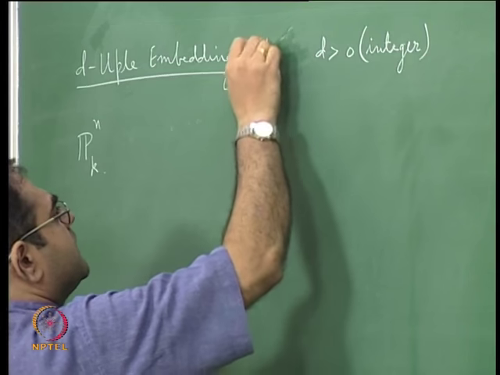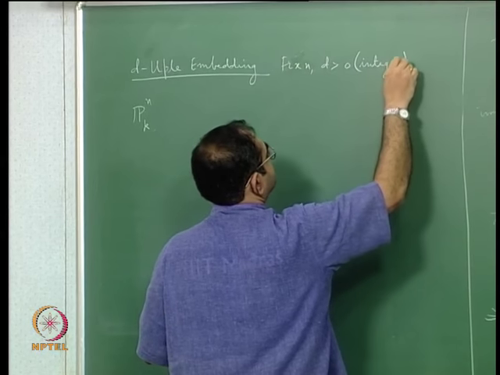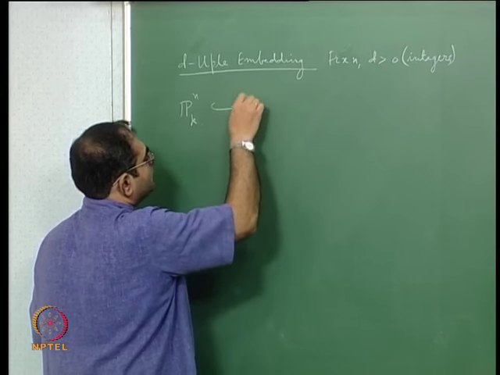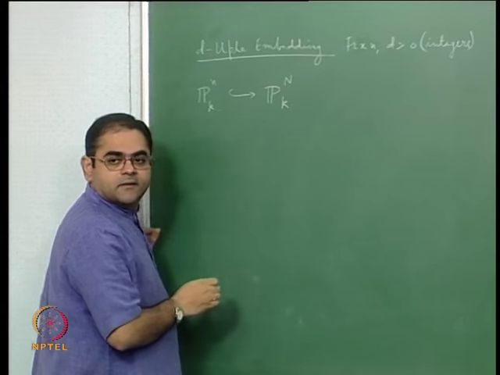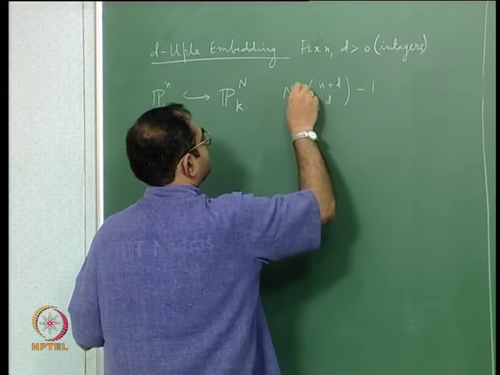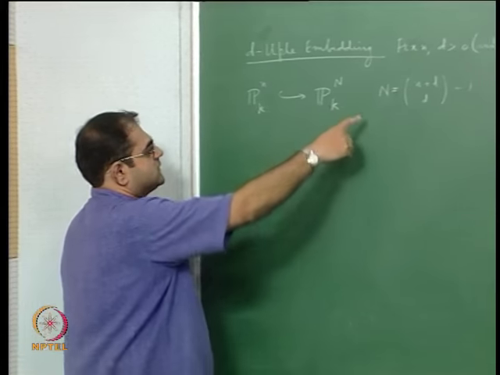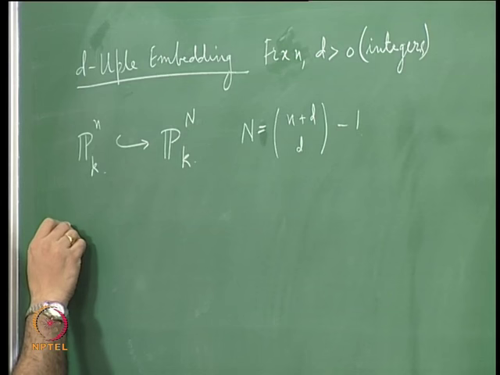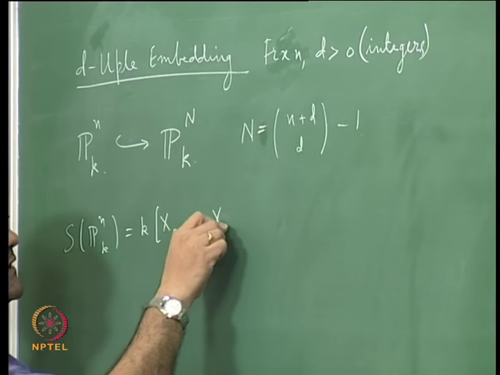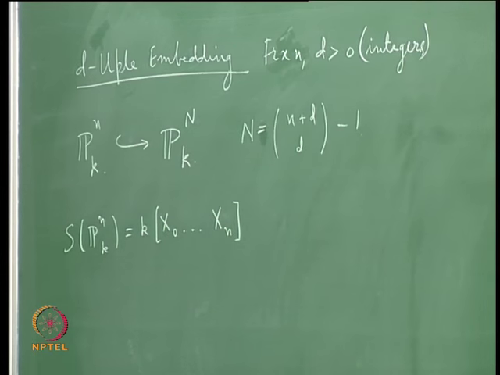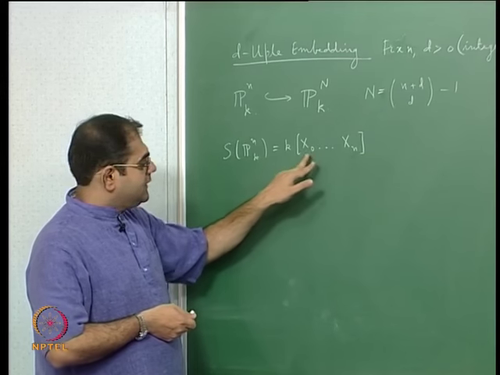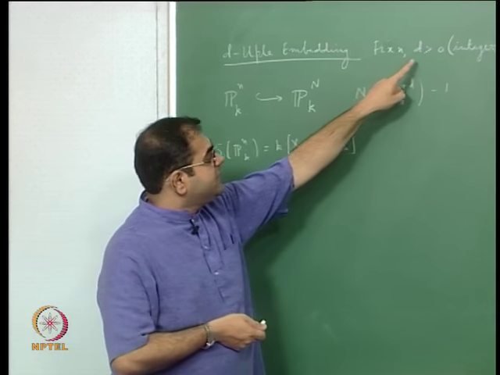I'll also fix n. So let me write: fix n and d integers. I'm going to take P^n and embed P^n into P^N, where capital N is (n+d choose d) minus 1. So what's this number? The homogeneous coordinate ring of P^n is a polynomial ring in n+1 variables, and now I'm going to look at monomials in these variables, all of a given degree d.